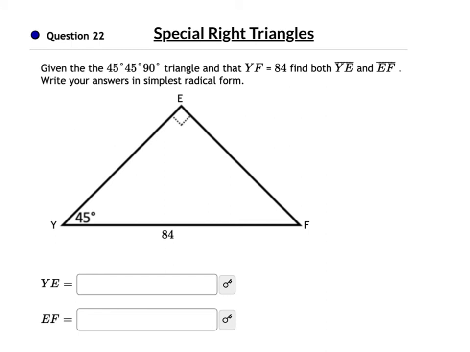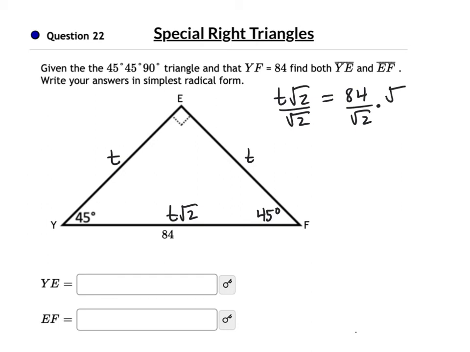This question will be a little messy. The hypotenuse is t root 2, and the two legs are t. It's isosceles. My equation then is t root 2 equals 84. I'll divide both sides by root 2. I'm going to need to rationalize. I don't leave a root in the denominator. I'll multiply by root 2 over root 2.